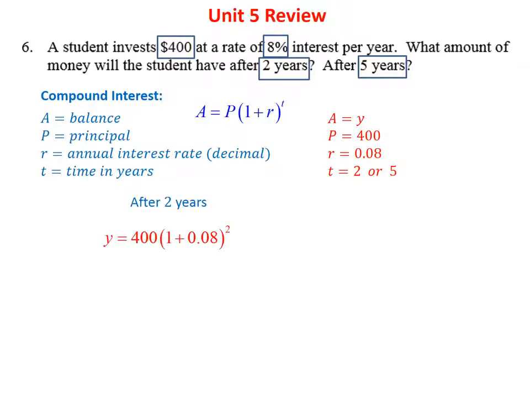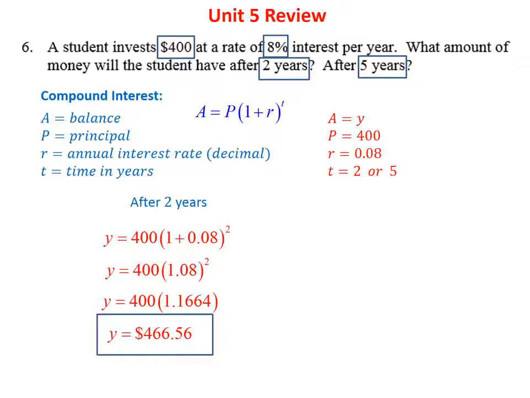Then we have 400 principal times 1 plus the 0.08. Because the 1 plus the 0.08 is because you get to keep your money plus 8% more. And then we're going to do that for 2 years. So in this case, 1.08 to the second power. Square that. That's 1.1664. And we find out that after 2 years, his $400 would be $466.56.